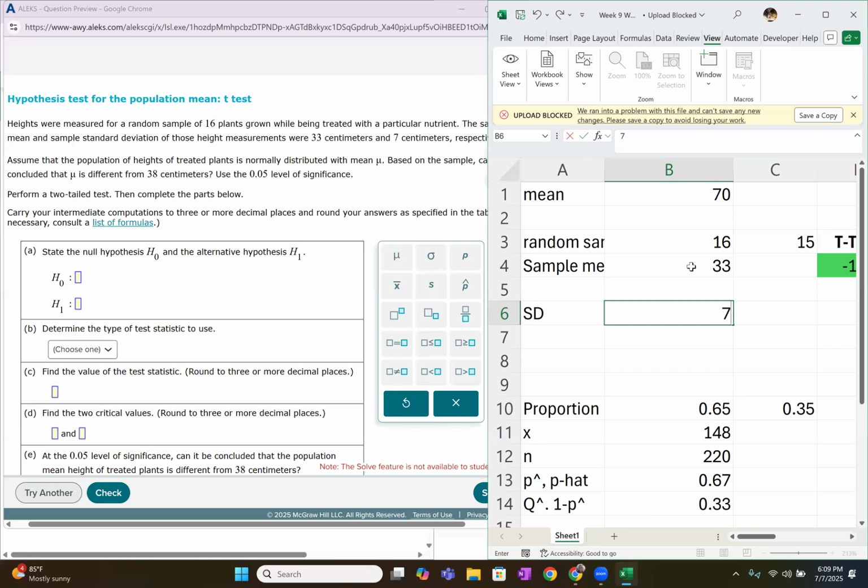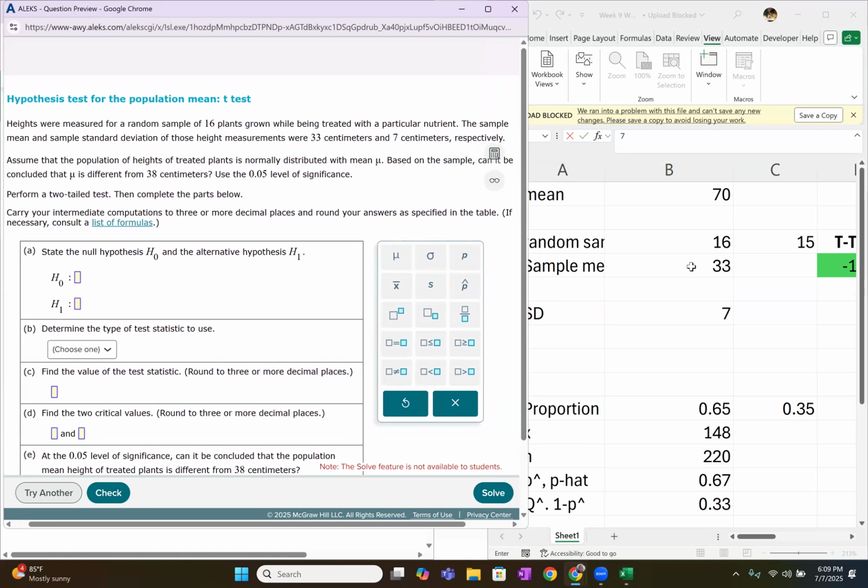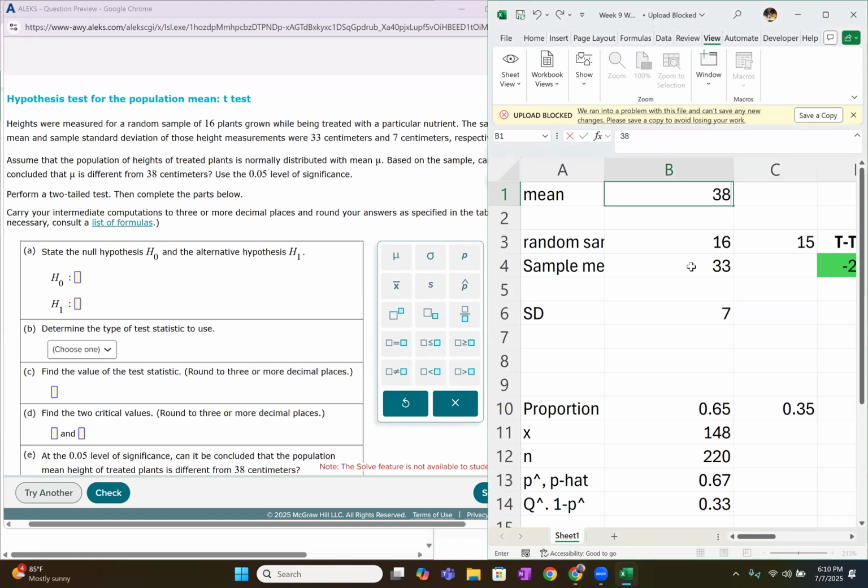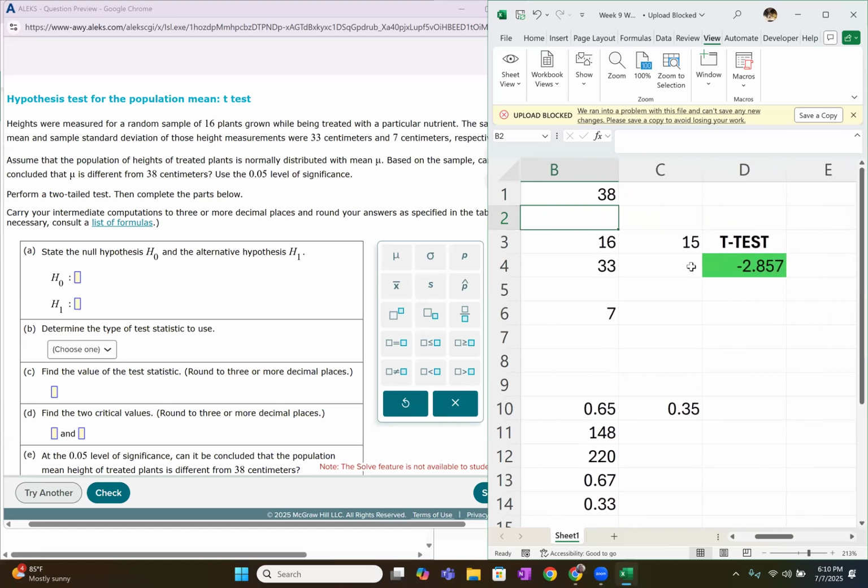And now what they're testing this against, they're saying assume that the heights of treated plants are normally distributed with a mean mu; based on a sample, can it be concluded that mu is different from 38 centimeters? So they're saying this is 38. So instead of 70, we're going to put 38. All right. And so since we're looking up here, this is our value, negative 2.857. Now you want to pay attention here. They want us to perform a two-tailed test.